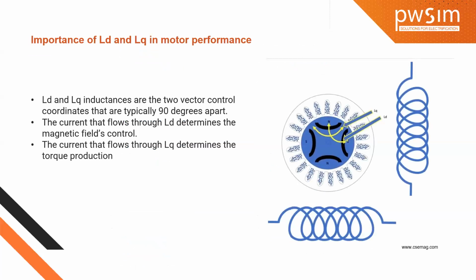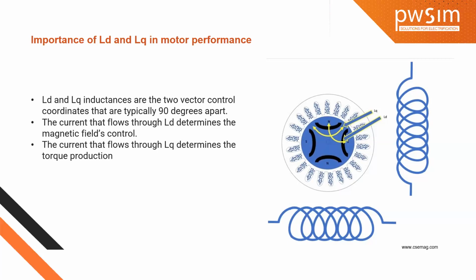Okay, so now I will start with why the inductance is actually necessary for motor performance. We can characterize the entire inductance as a d-axis inductance and a q-axis inductance. These Ld and Lq inductances are characterized for vector control, and they are typically 90 degrees apart. The current that flows through Ld, the direct axis, is mainly used to control the magnetic field: how much magnetic field needs to be generated and how you can analyze it. So everything will be controlled by Ld.